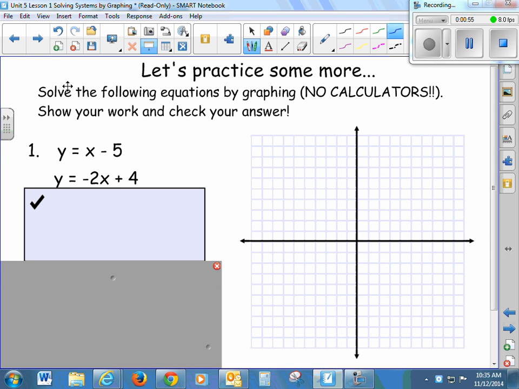Let's start by looking at example number 1. You have two linear equations here: y is equal to x minus 5, and y is equal to negative 2x plus 4. We're going to graph both of these and get our solution. Let's start by graphing y is equal to x minus 5. Start at negative 5, and then rise 1 and run 1 to continue that line.